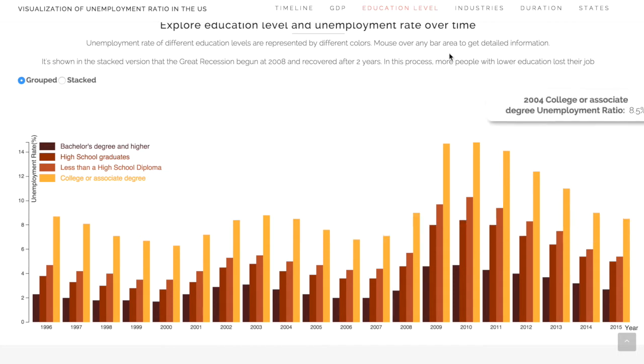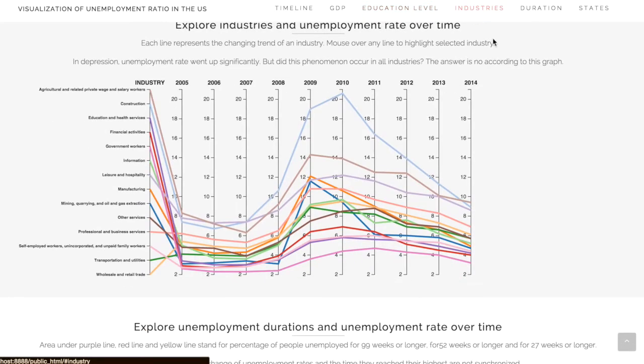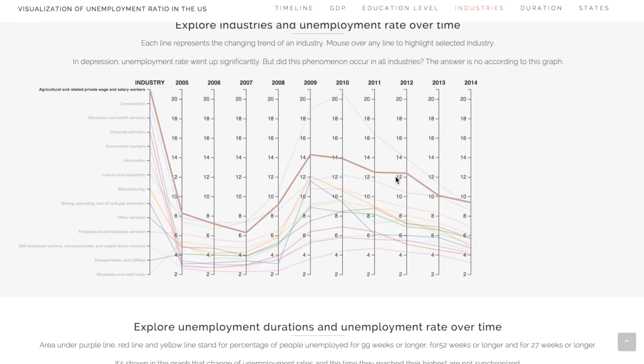By common sense, in depression, unemployment rate went up significantly, but did this phenomenon occur in all industries? A combined line chart answers this question as what we expected. We use different colors to mark industries. In the diagram, when your cursor scrolls over a line or a kind of industry, all the others will become translucent to highlight your selection.